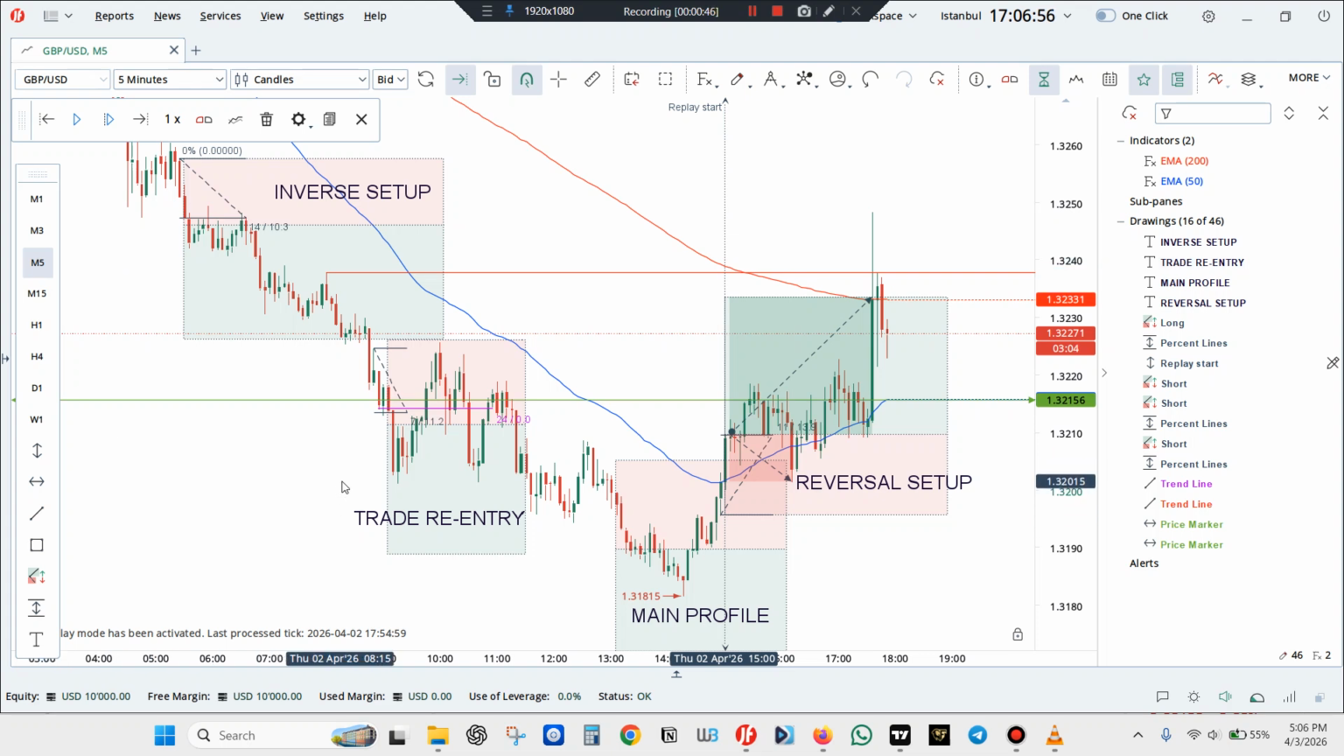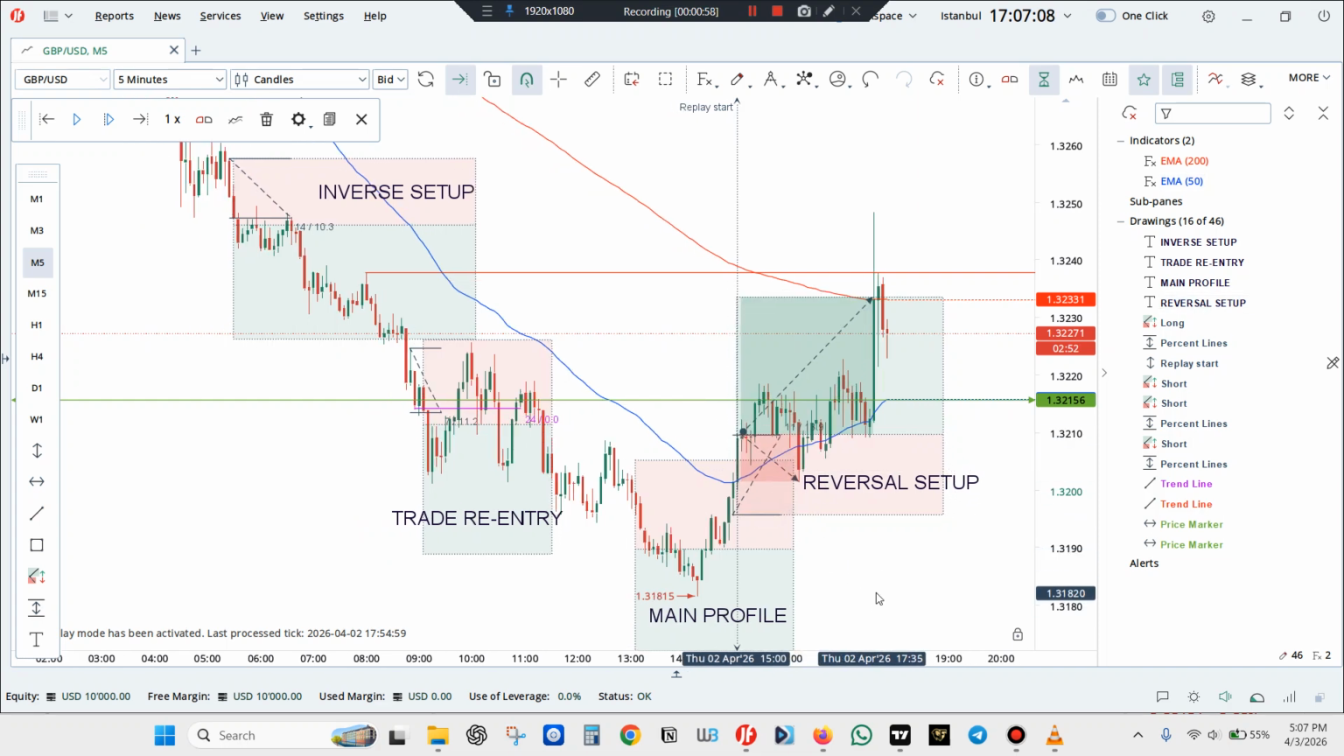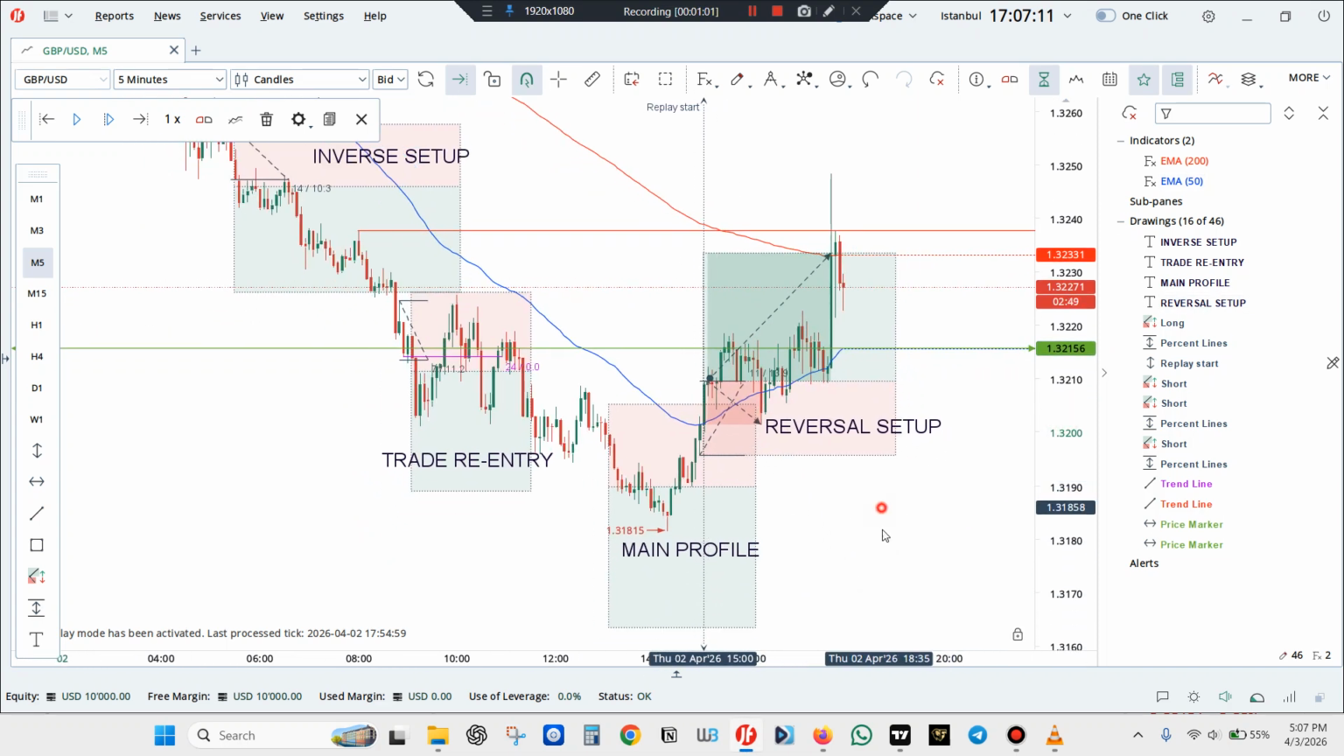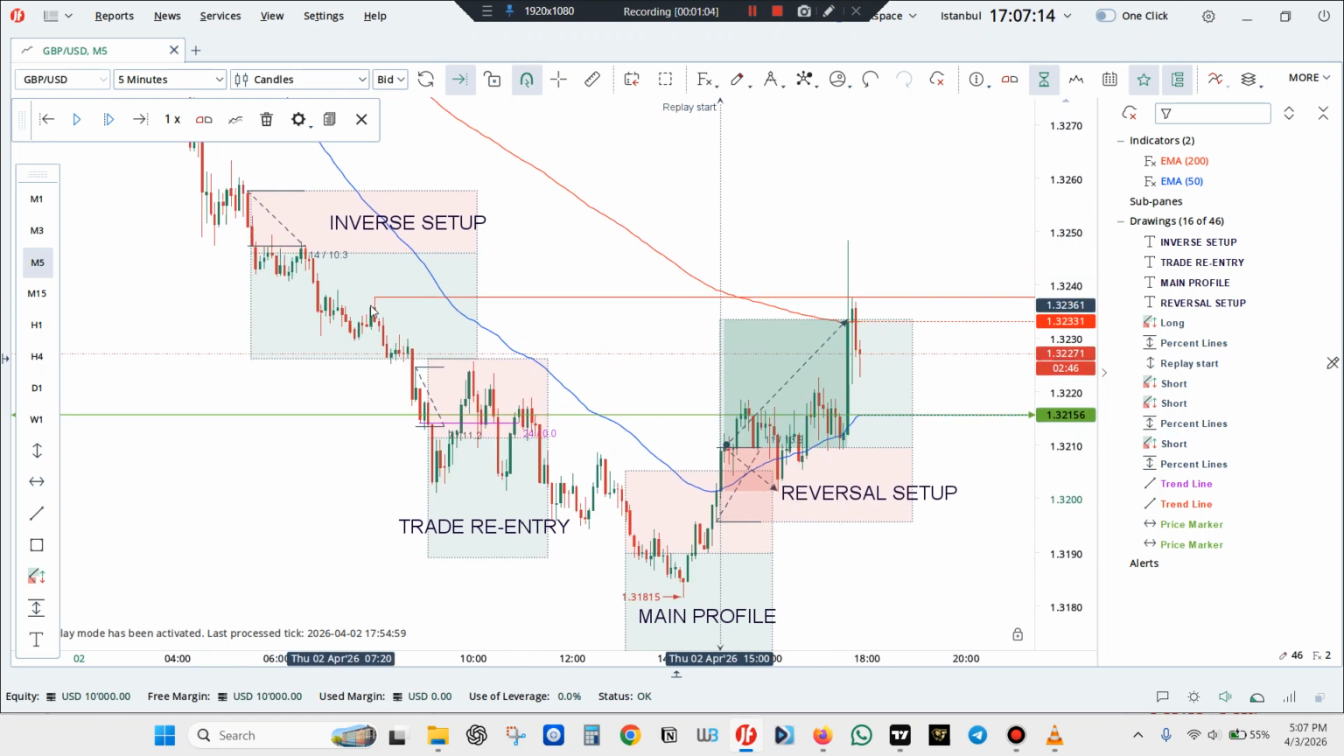This is GBP USD, and we started with an inverse setup followed by trade re-entry, and then main profile, and then lastly reversal. And what you can actually notice is that we occupy the whole price, we were going with what price is doing. There's no place we were leaving price. From the moment we started our first trade, we were just on it. Whatever price was doing, we were interpreting it, we are entering, until where price ended the day.